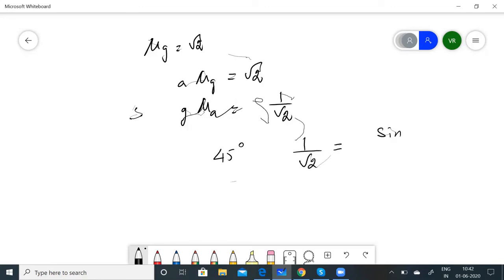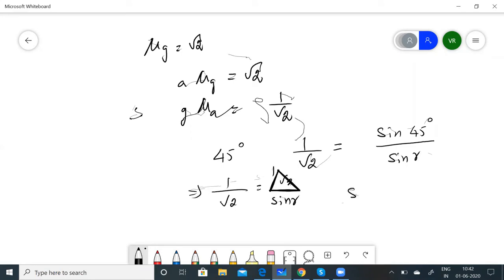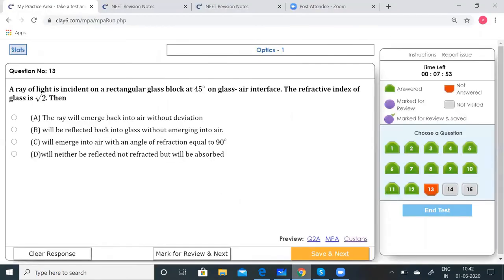You know sine i by sine r, is it not? So angle of incidence is sine 45 by sine r. But sine 45, you know, it is 1 by root 2. So that is equal to 1 by root 2 is equal to 1 by root 2 divided by sine r. Or from this we get sine r is equal to root 2 and root 2 will get cancelled. So you get it as 1. When is sine 1? When r is going to be equal to 90 degrees. So this says r is equal to 90 degrees. Let's see which option is correct. C is correct.